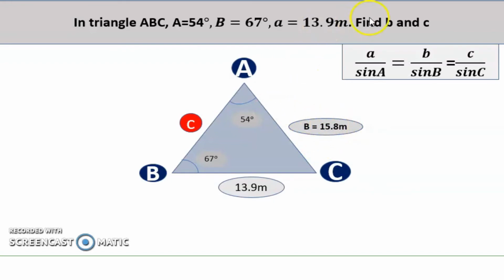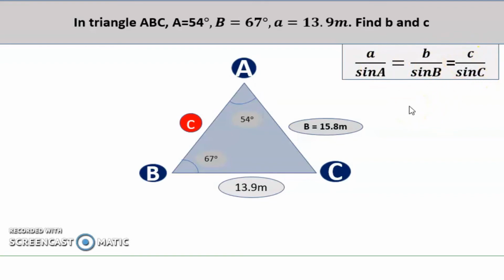The next thing we are going to do is to find our c, which is the given side. Which of these parameters are we going to use? We know a, we know sine A, we know b now, we also know angle B. We don't know c, we don't know angle C. So you can either use a over sine A equal to c over sine C, or you use b over sine B equal to c over sine C.